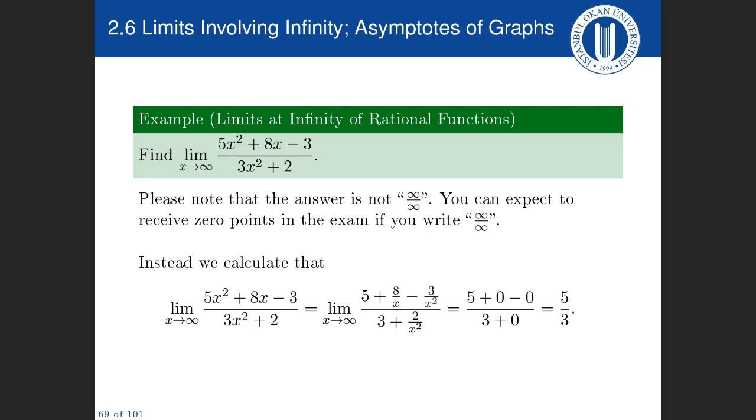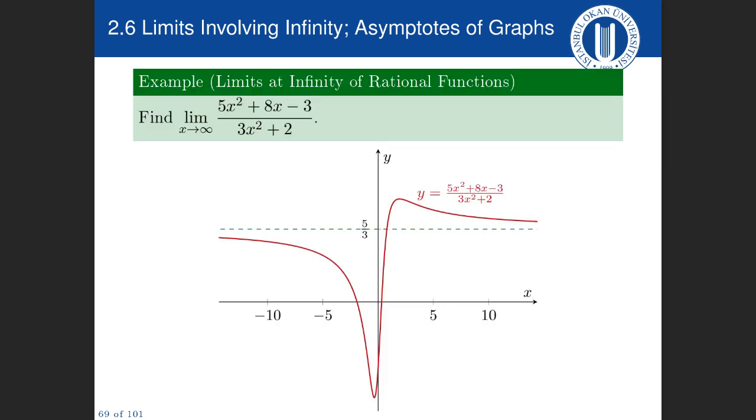And then I can use the product rule, the difference rule, and the quotient rule to see that this limit is 5 plus 0 minus 0 divided by 3 plus 0. So it must be 5 over 3. And this is a trick we're going to be using any time you see something like this: divide by the biggest power of x. I can show you the graph of this function. I said that the limit as x tends to infinity is 5 over 3. Hopefully the graph shows you that this is true.